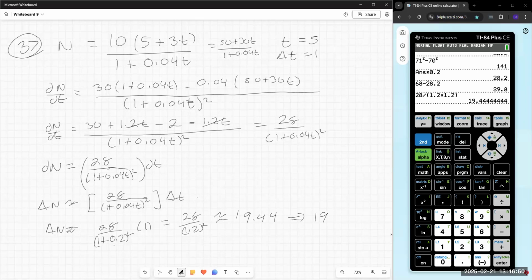So the change in herd size will be approximately 19 deer that year that we're talking about between years 5 and 6. Let's move on and look at number 38.